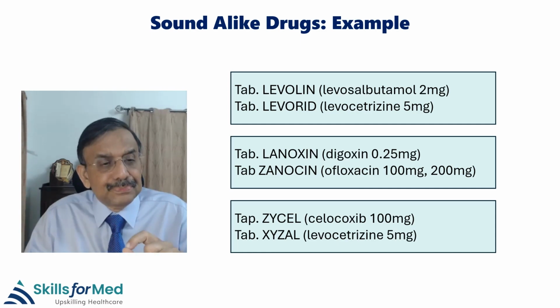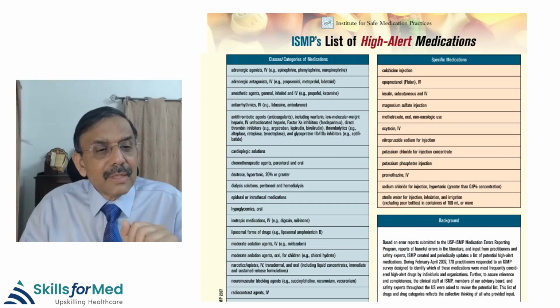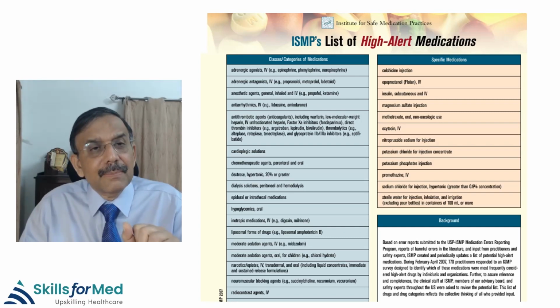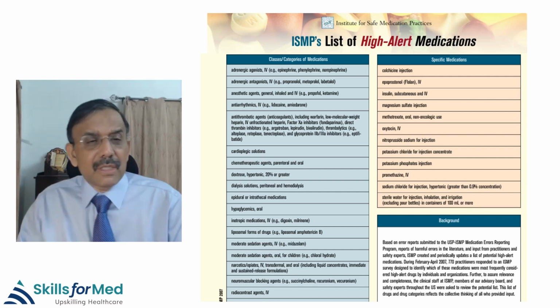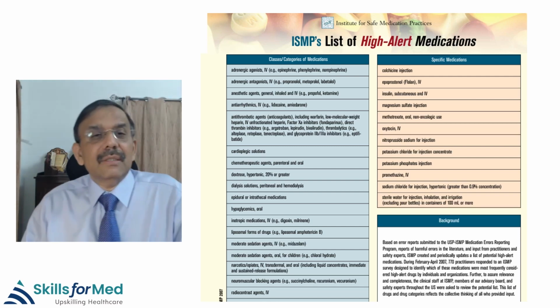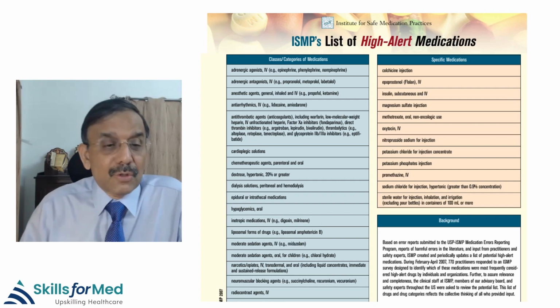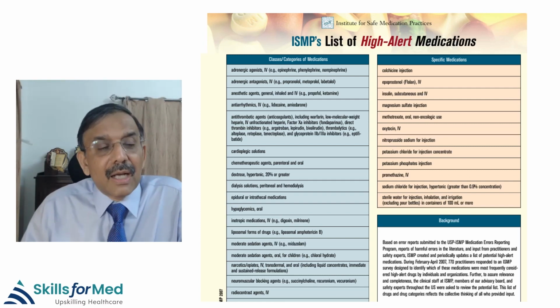So this is what I told you about the Institute for Safe Medication Practices. This is the ISMP list of high alert medications. You can Google it and find it. There's a huge list, so take the ones relevant to your hospital and use that as your high alert medication list.